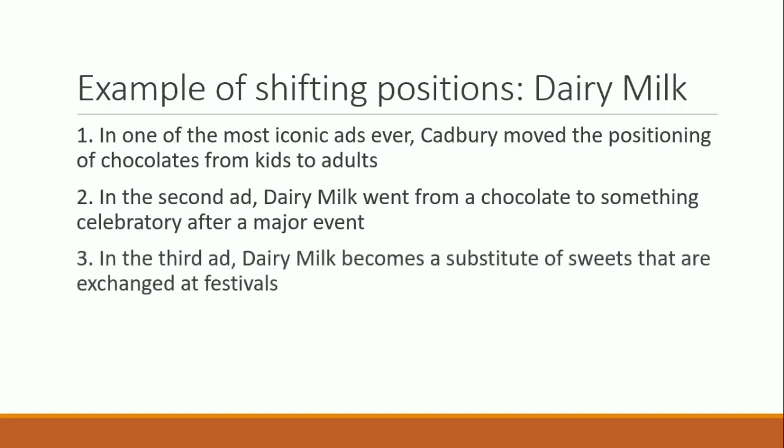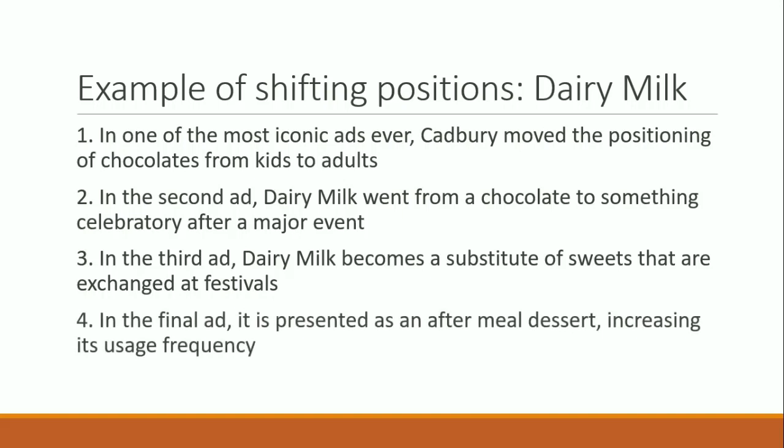And the third ad again features Richa Chadda and Jugal Hansraj before they were these big deals. In that ad, Dairy Milk becomes a substitute of sweets that are exchanged at festivals. Again, brilliant move by them, and they are one of the market leaders now in terms of their celebrations package and the chocolate covered almonds and all of the products that they came out with. They basically created that entire trend or that entire segment where people gave chocolates on Rakhi and Diwali, which was absolutely unheard of before.